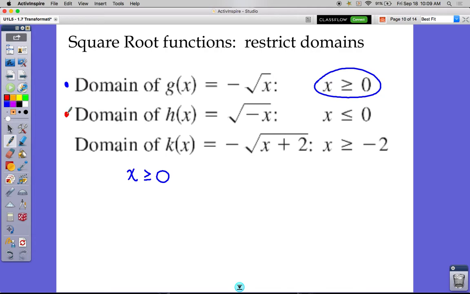The next one reads negative x. This has to be greater than or equal to 0 as well, because it is, in fact, a square root. But we can't leave that as negative x. We have to solve for it. So we divide by negative 1. And so 0 divided by negative 1 is negative 0. I just like saying that.